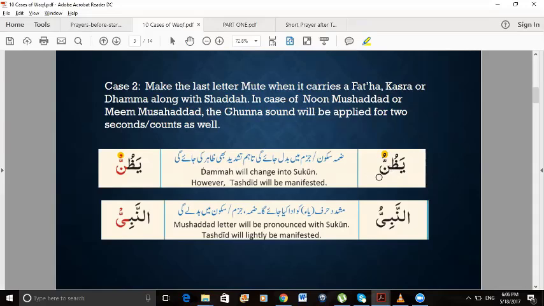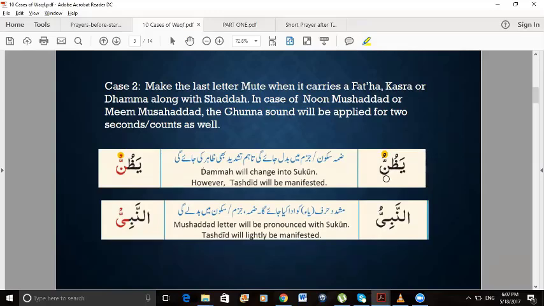So you have to join it, but we have to join it with a bit of force. As you can see, I'm joining it with force. Yazunnu. Now what they're saying is this dhamma, when pausing, will change into a sukoon like this, but the shadda will remain, and you still have to pronounce it with a bit of force. Yazun. And over here, this is a noon mushaddad.